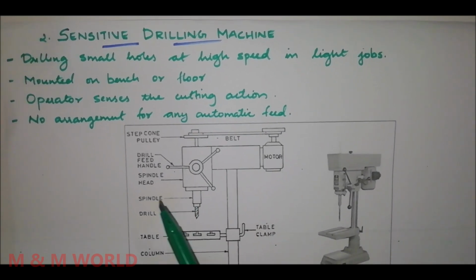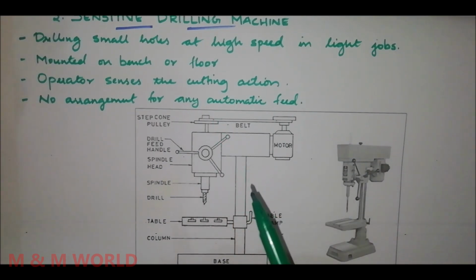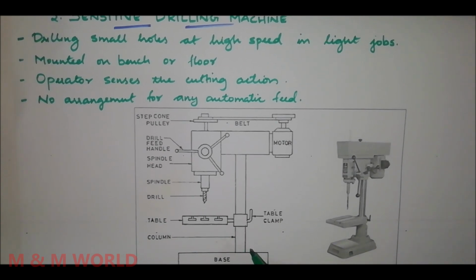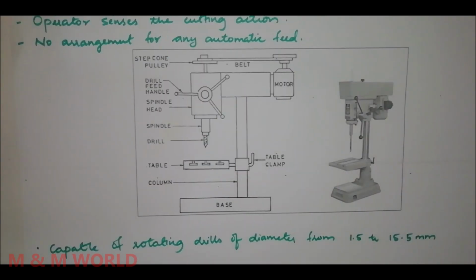Here there is no arrangement for any automatic feed of the drill spindle. The drill is fed into the work by purely hand control, and the hand feed permits the operator to feel or sense the progress of the drill into the work. As the operator senses the cutting action at any instant, it is called a sensitive drilling machine.